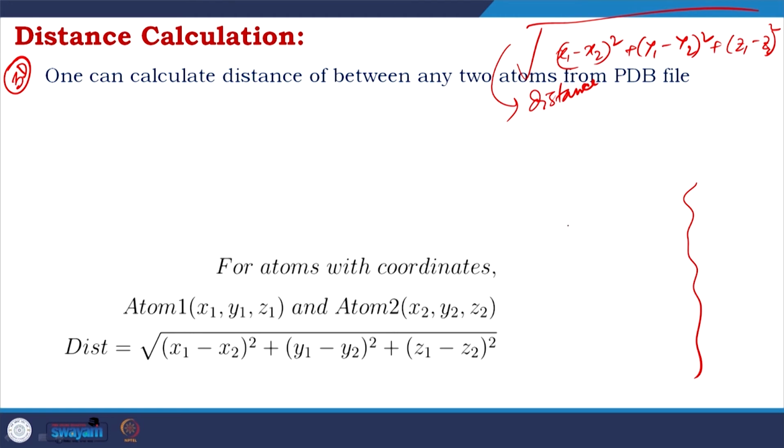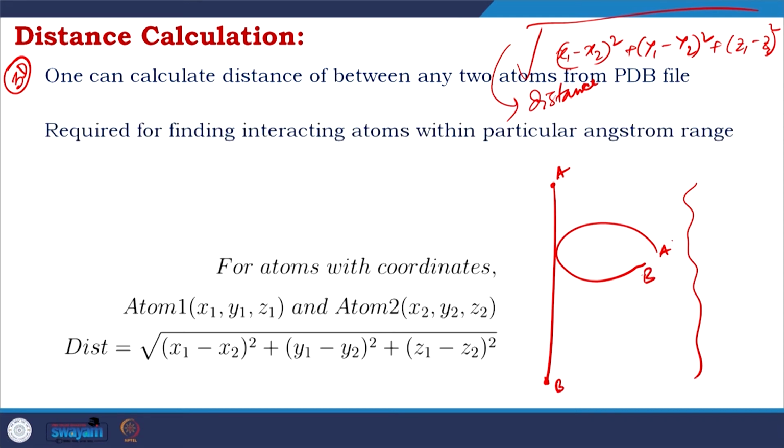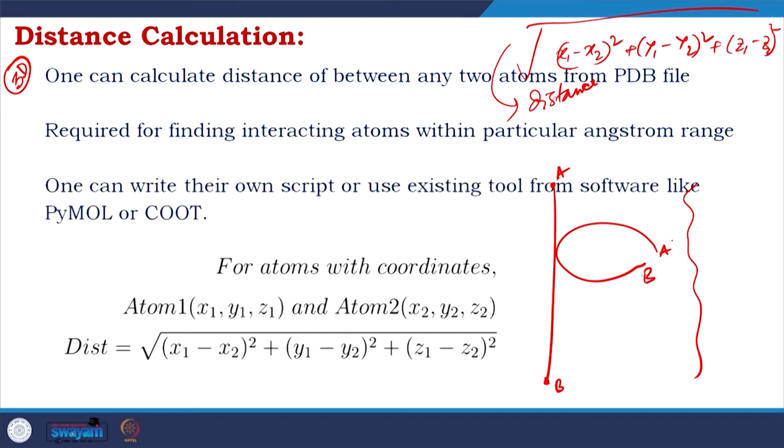So, let us say this is the length, but this is now this. So, the 2D distance between A and B is this, but the 3D distance between A and B is this. That is what is important here. It is required for finding interacting atoms within a particular angstrom range. One can write their own script or use existing tools from software like Pymol or Qt. So, what am I talking about?